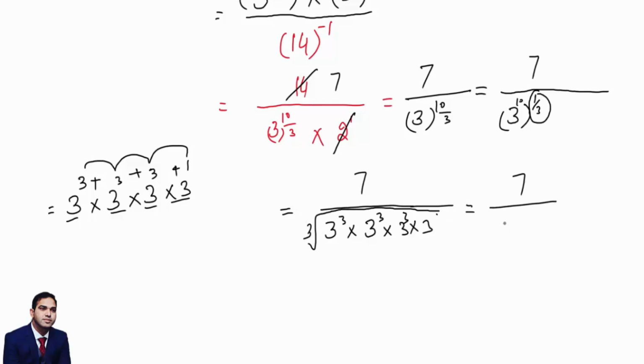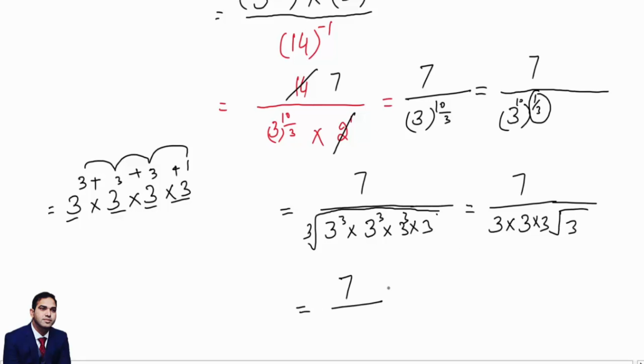So 7 over 3 multiply 3 multiply 3 into 3, because this is 3 with power 3, so we can take it out of the bracket or root. So 7 over 3 threes are 9, 3 nines are 27, and after that 7 ones are 7 and the third root of 3. This will be the simplest form.